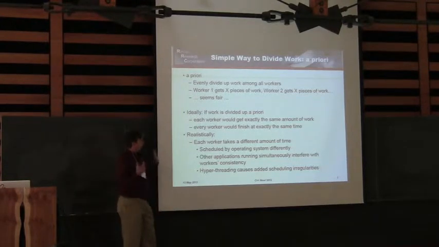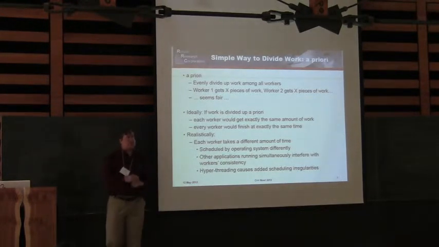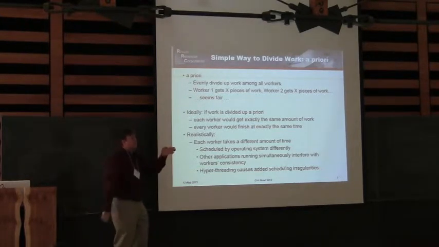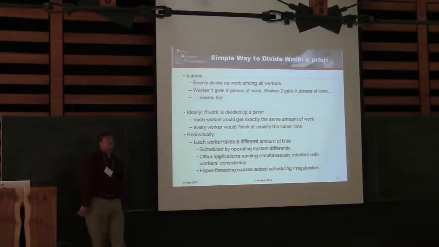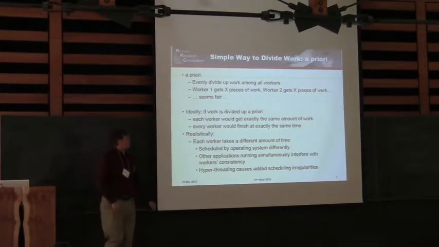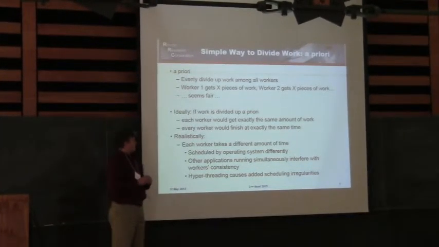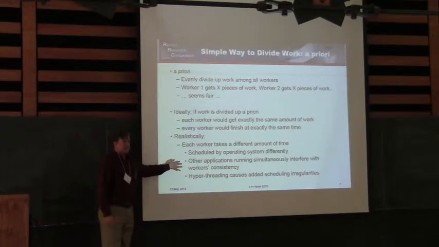And why is that? Well, a couple of things we found through our investigations. First of all, threads get scheduled by the operating system differently. We've all brought up top or your favorite monitor to watch CPUs and seen processes migrate around, and you're like, oh, there's a TLB hit. Oh, there's another TLB hit. Every time you see a process migrate, you're like, oh, I just lost a little bit of performance. Okay? So even just a little bit of scheduling and moving stuff around is going to cost a little bit of time. Other applications running simultaneously are going to interfere with the workers' consistency.